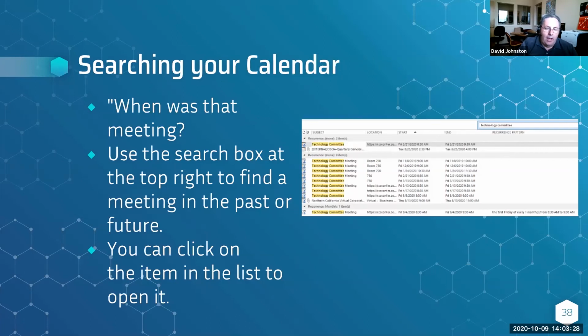So that's what that's about. Now, searching your calendar. It happens to me all the time. When was that meeting? You know, it was in March, I think, and then that was COVID. I don't know what happened. So up at the top, there's a search box, and you can use the search box just like in our email. You can search for terms up there. In this case, I searched for technology committee, and all of my past and future technology committee meetings came up, and then I can click on any one of those items. That'll open up that calendar event, and I can see more of the details about it. If you need to find a previous calendar item, this is a great way to do it.